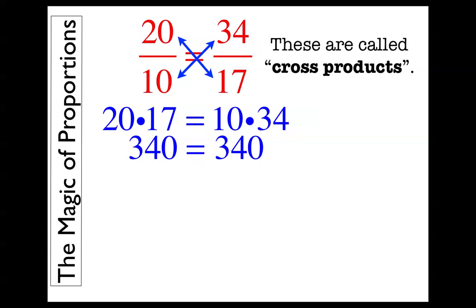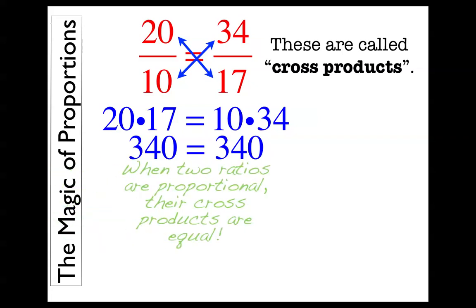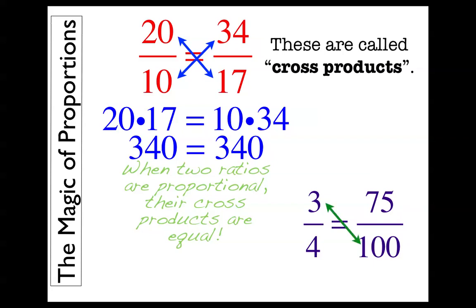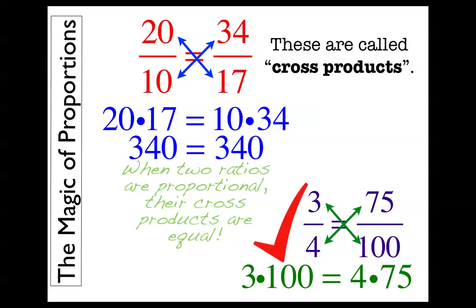20 times 17 is 340, and 10 times 34 is also 340, because when two ratios are proportional, when there is a proportional relationship between the numbers, the cross products will always be equal. So, is 3/4 equal to 75/100ths? Is that a proportional relationship? Well, is 3 times 100 equal to 4 times 75? Actually, 3 times 100 is 300, and 4 times 75 is 300. So yes, that is a proportional relationship.